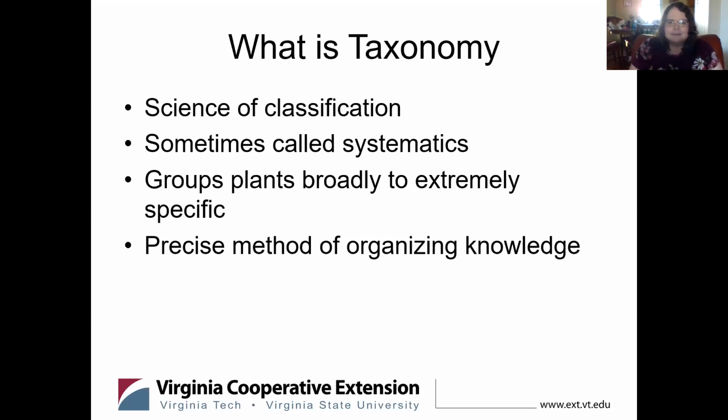Sometimes it's called systematics. I always pronounce that one wrong, but taxonomy is an easier one to pronounce, so that is the one I'm going to use. It groups plants from very broad to extremely specific, and we're going to see that in our examples coming up. It is a precise method of organizing knowledge, but we will see in the next slides that a lot of this taxonomy was started back in the 18th century, so that would be the 1700s.